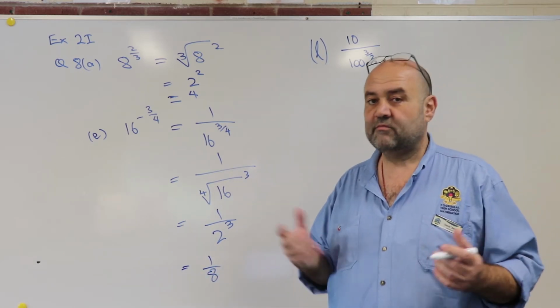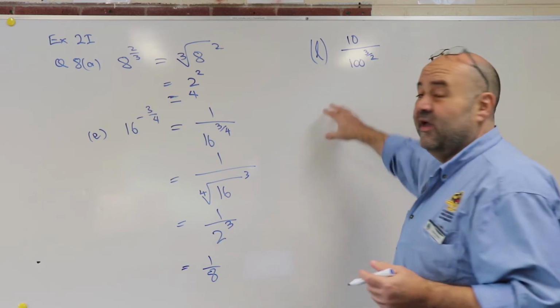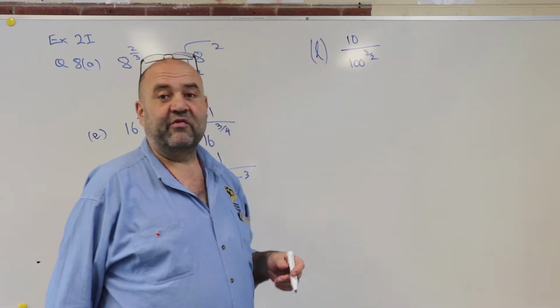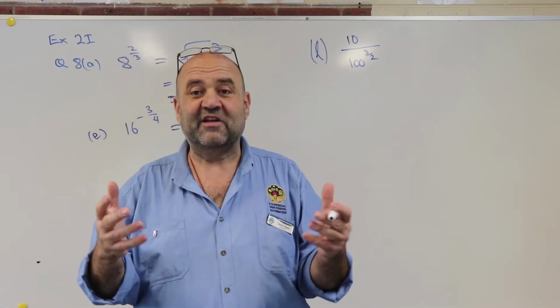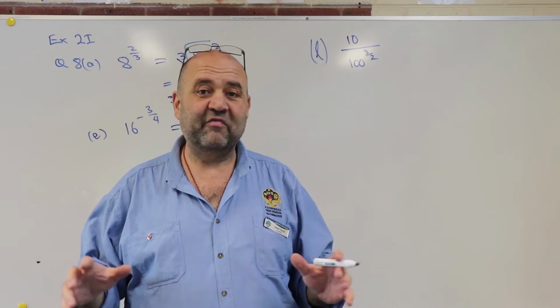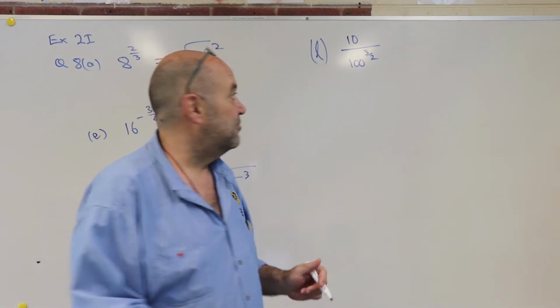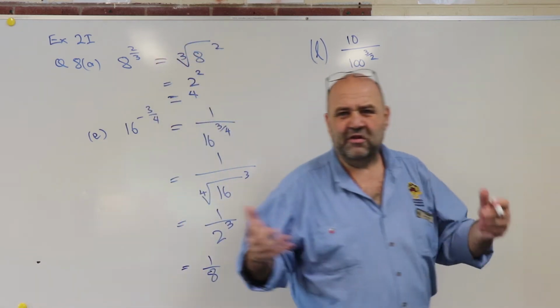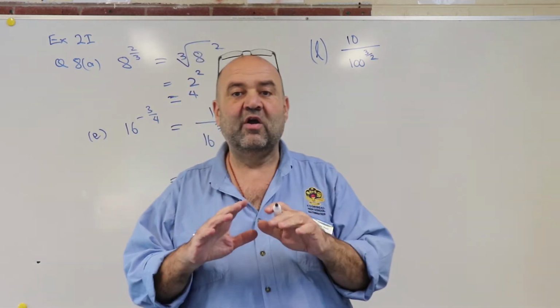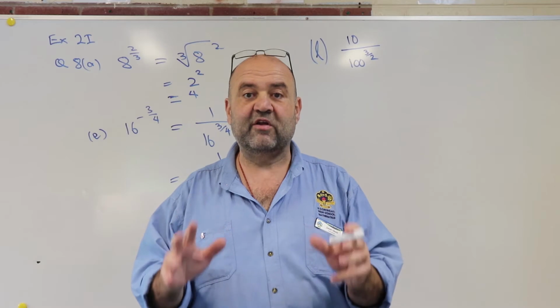Okay, let's keep on going. Part L gives me 10 over 100 to the power of 3 on 2. Don't panic, you see a fractional index, just follow the index law. Don't let it freak you out, just follow the index law. So there's no negative powers, there's nothing weird about it, it's just 100 to the power of 3 on 2.